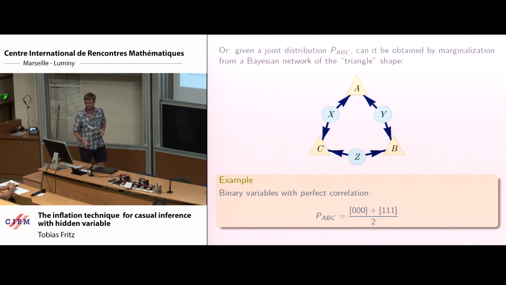Namely, suppose these A, B, and C are all binary variables, so they take value 0, 1. And the distribution is such that they are all perfectly correlated and uniform. So that means the outcome 0, 0, 0 occurs with probability 1/2, and 1, 1, 1 also occurs with probability 1/2. And it seems kind of intuitive that it should not be possible to generate this distribution using this causal structure, because there's really some 3-way dependence here that cannot be reduced to just pairwise things.